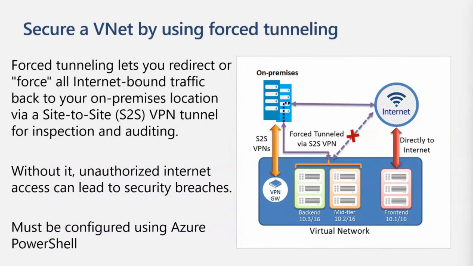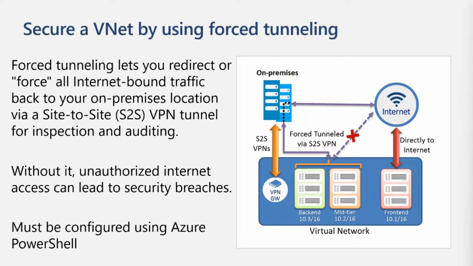Forced tunneling lets you direct or force all internet-bound traffic back to your on-premises location. This is using a site-to-site VPN tunnel for inspection, auditing and monitoring. This is pretty critical as it is a security requirement for most enterprise IT policies. If you don't configure forced tunneling, the internet-bound traffic from your VMs on Azure will always traverse from the Azure network infrastructure directly out to the internet. So this does not give you the option to inspect or audit the traffic, which is why forced tunneling is a good way to have that ability.